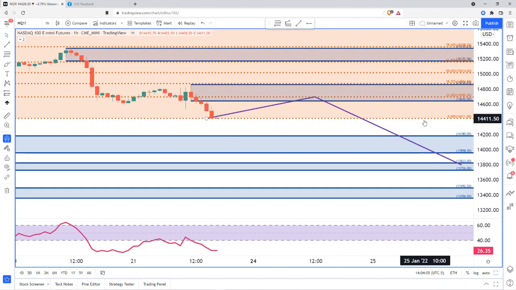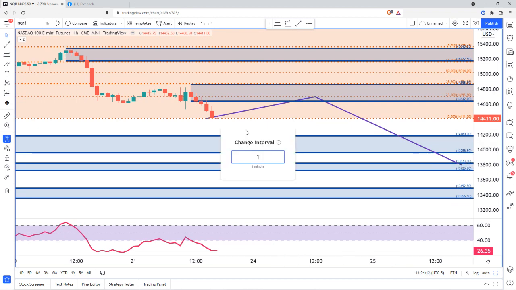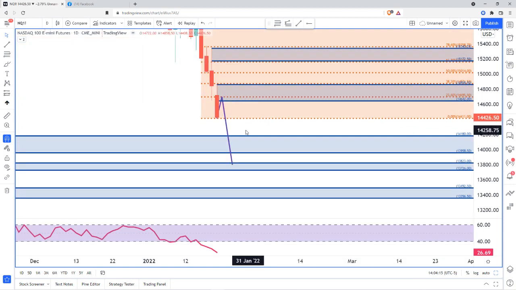Again, target number one would be 14,180. Target two, 13,823. So actually, I also want to go back to the daily chart for a moment.